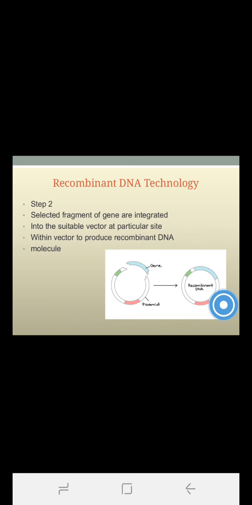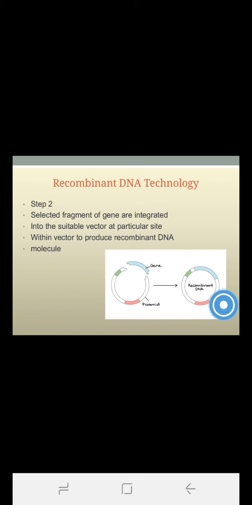The second step is that, having got the desired DNA fragment that we have to clone, we have to integrate that DNA fragment into a suitable vector at a particular site. Here different types of vectors are used for cloning: bacterial vectors, viral vectors, yeast vectors, like this. Among them, the most commonly used vector is called pBR322. It is a bacterial vector which is used for cloning purposes.